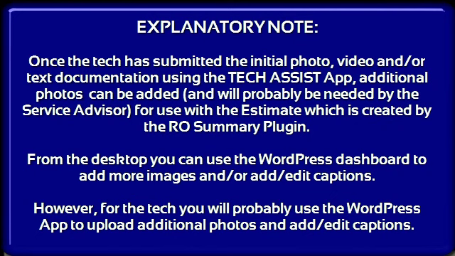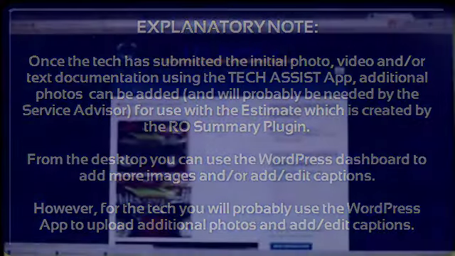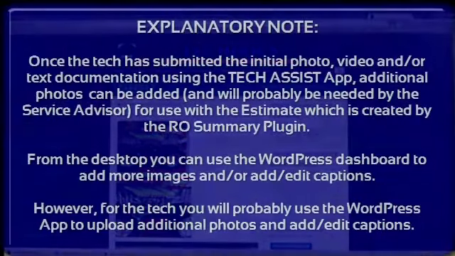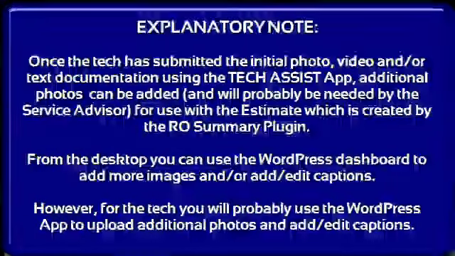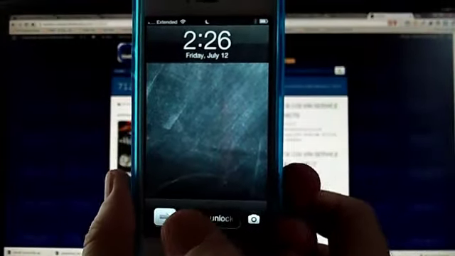So if the repair order that is being used for the estimate is this one, 7122013, and you want more than 2 photo images to be displayed, then you need to add them to this repair order post. Now, there are 2 ways to do that. One is to do it from the back end, from the website. However, probably the best way to do that for a technician is to simply do it from their phone. So I'm going to go ahead here and show you real quickly how to do that.